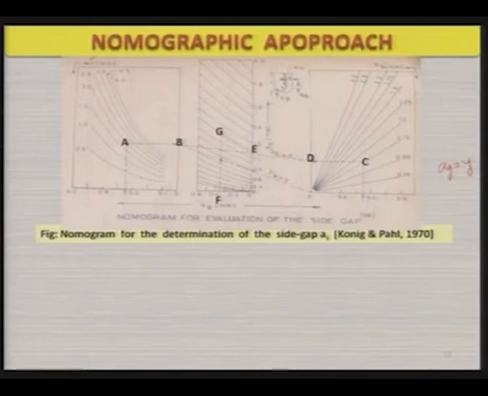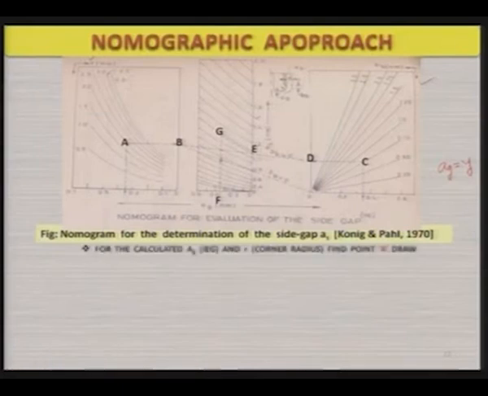Then again here, this one is for the bare bit length given over here, and this graph will give you the value of AS. Now, what you have to do, I have explained here in a different line. For the calculated AG, that is the inter-electrode gap, and R, that is the corner radius given over here, find point A. Now, suppose we are given here 0.35 as the inter-electrode gap, and there is a certain, say, 2 millimeter as the tool corner radius, then you get the point A.